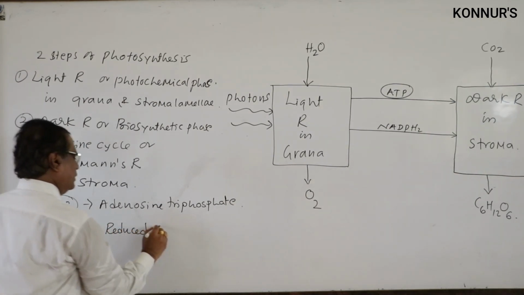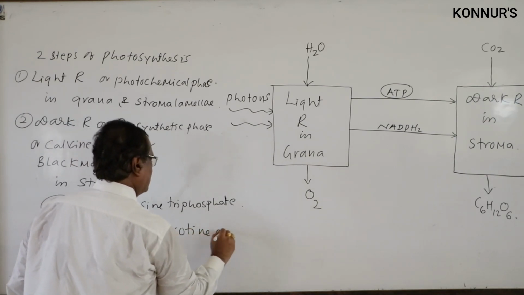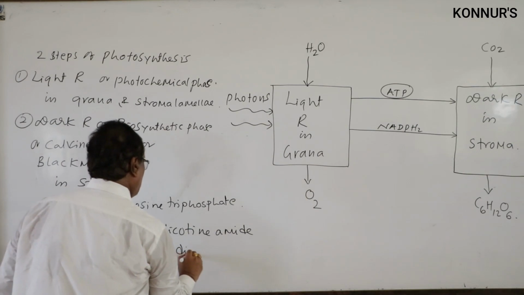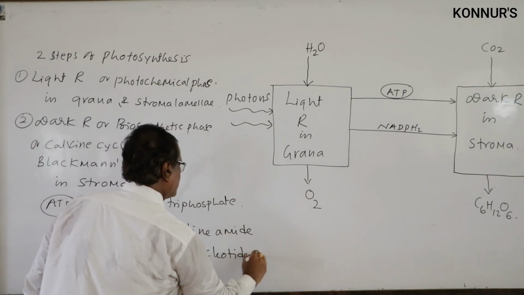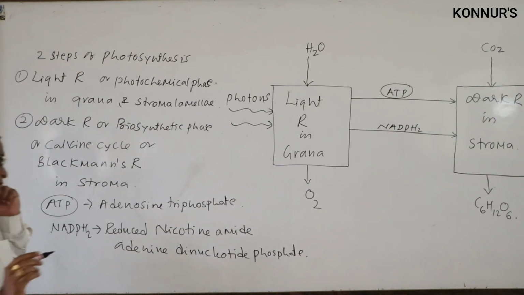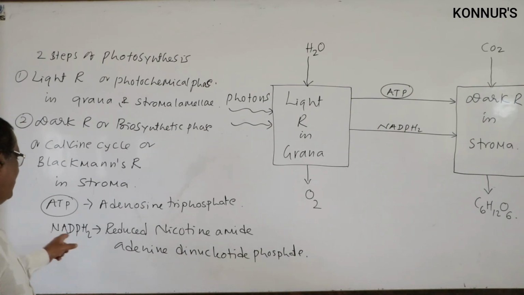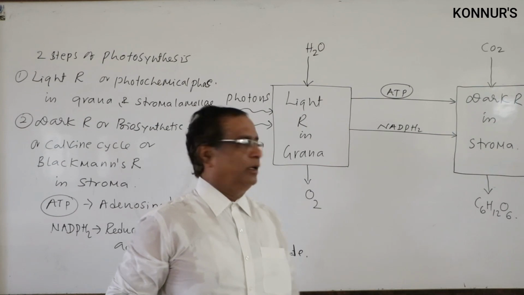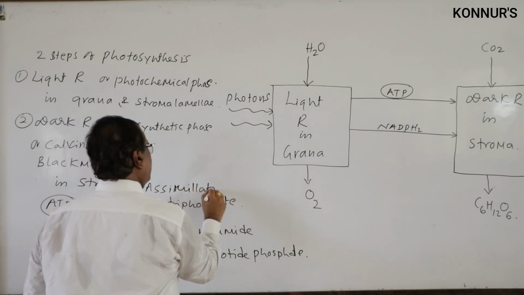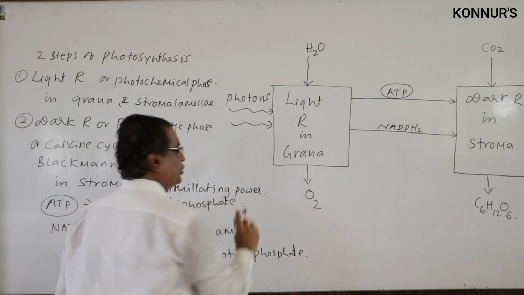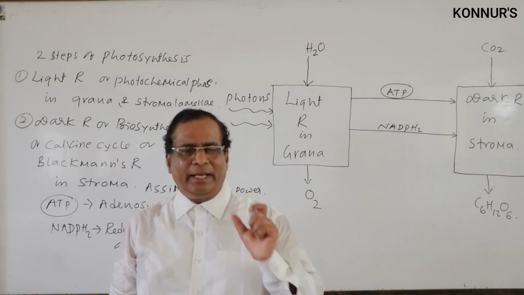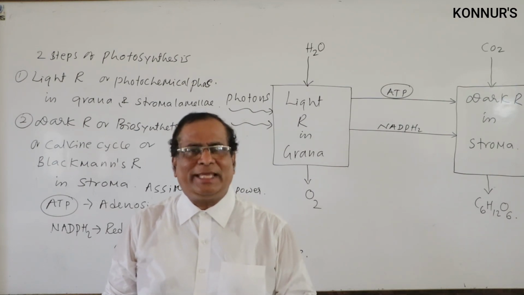reduced nicotinamide adenine dinucleotide phosphate, reduced nicotinamide adenine dinucleotide phosphate. These two are considered as assimilating powers. They may make the question, which of the following are assimilating power? Remember both ATP and NADPH2. ATP is an energy coin and NADPH2 is a reducing agent.